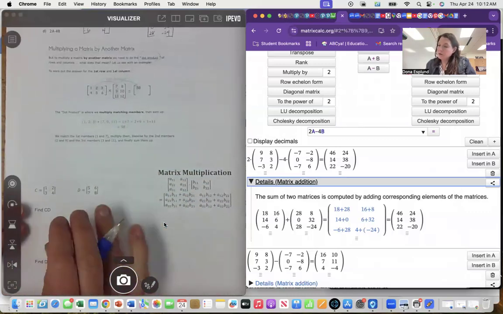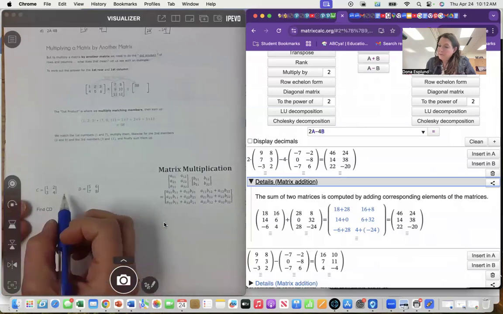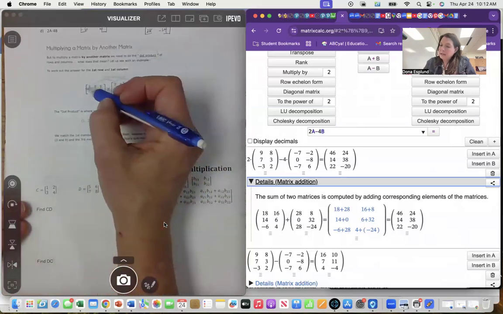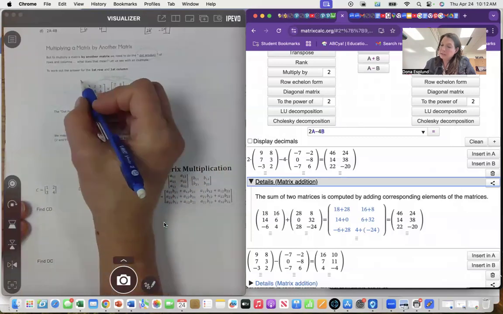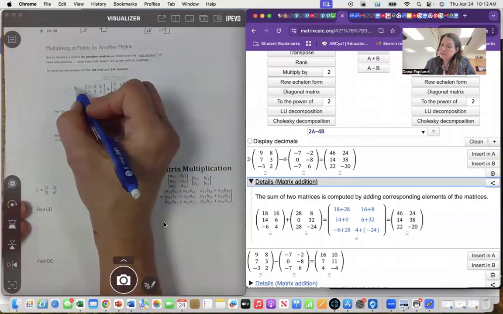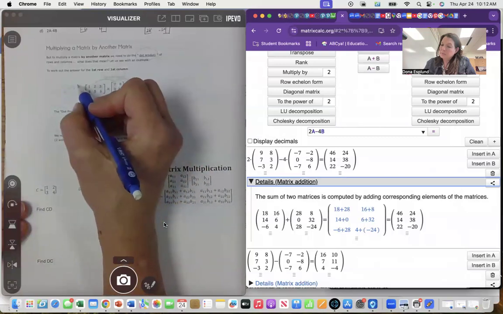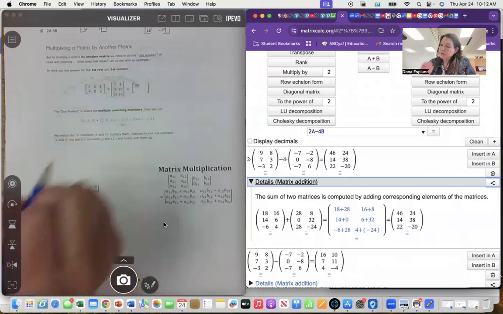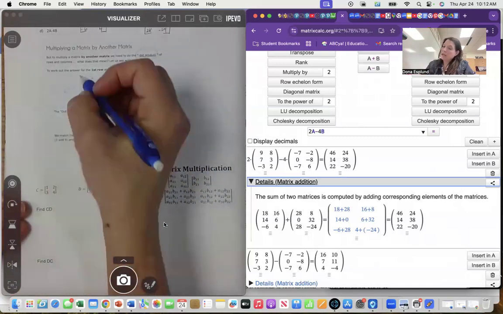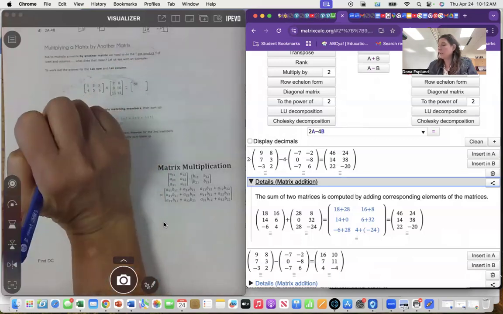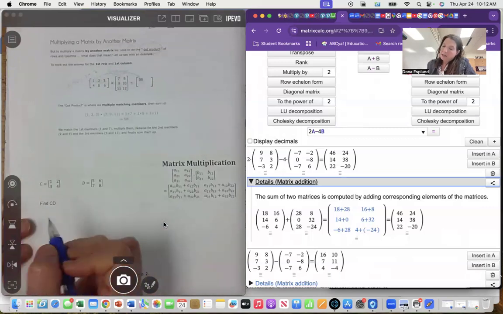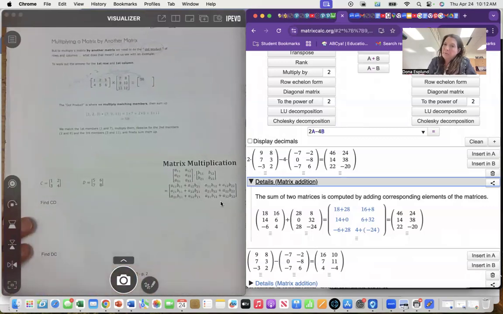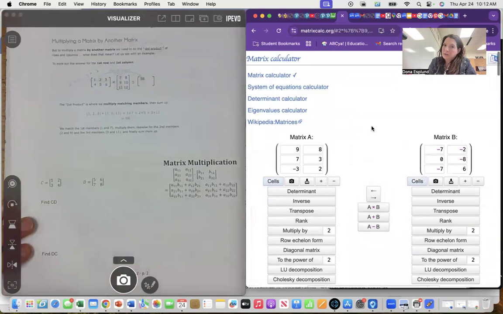So in this case, I have to make sure that my outer terms, like this one starts with a 2, and this one ends with a 2, so it's a 2 by 3 times a 3 by 2. I have to have the same inner components. So I have to be careful on when I can multiply matrices together. And I'll show you that with an example as we go to my matrix calculator.